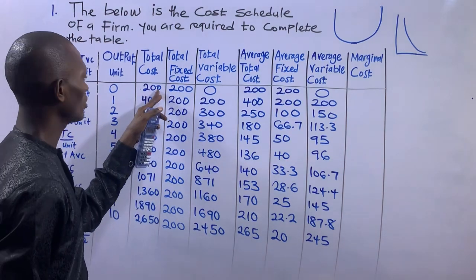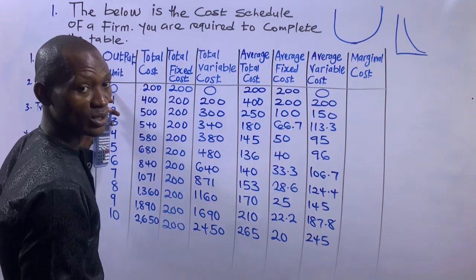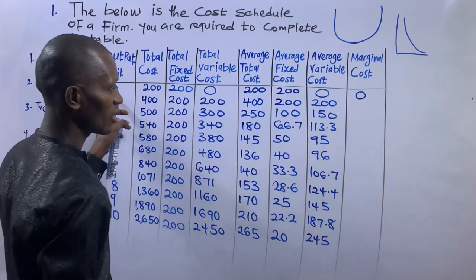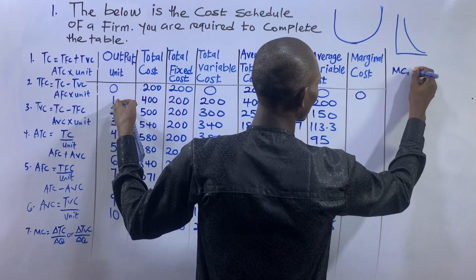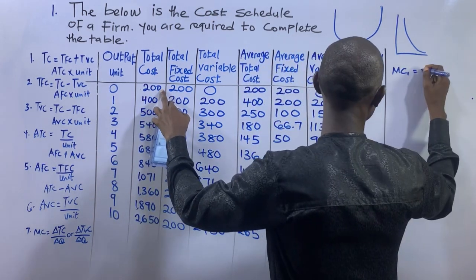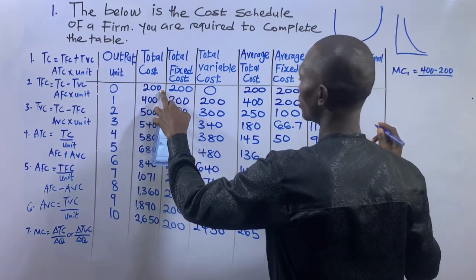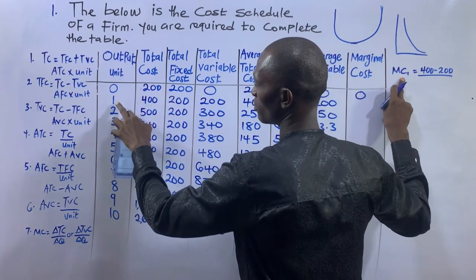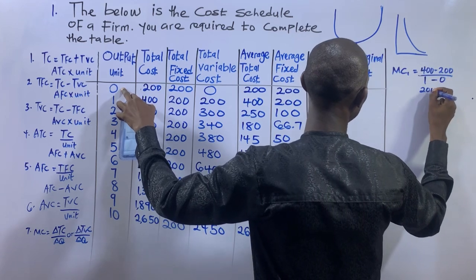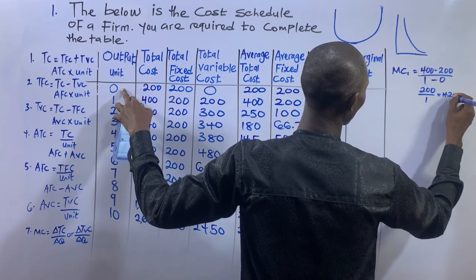To get the first marginal cost here, because you have produced nothing, you are not going to incur any cost. So the first one will be 0. Then for marginal cost 1 now, change in total cost, that will be 400 minus 200, divided by change in output, that will be 1 minus 0. So 400 minus 200, that's 200. 1 minus 0, that's 1. Then that gives us 200.